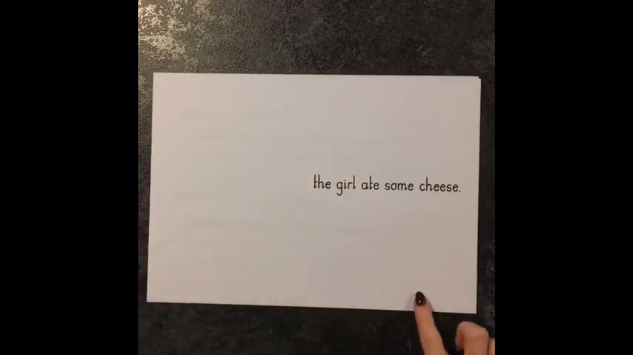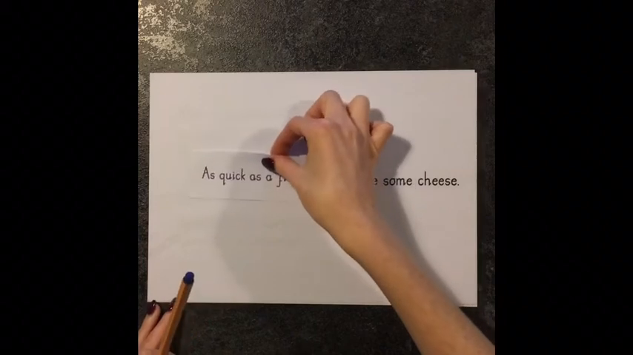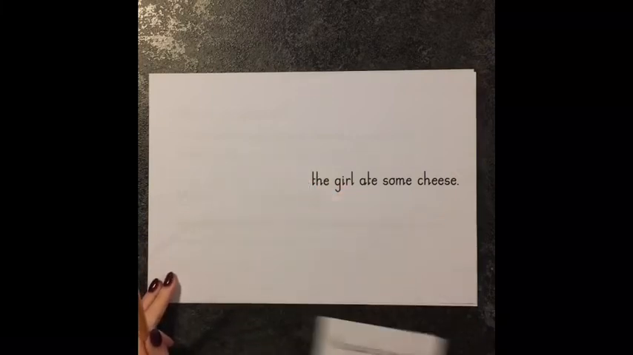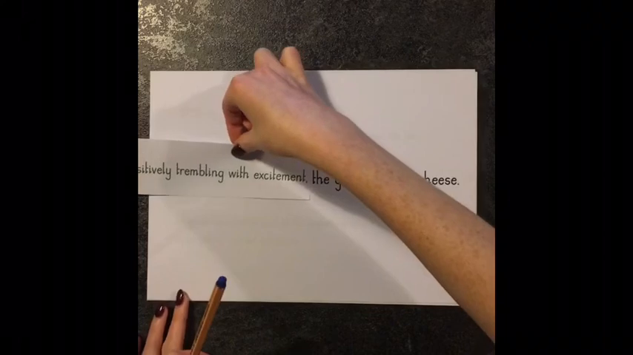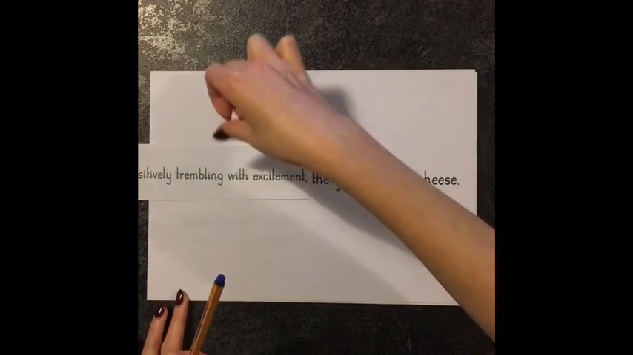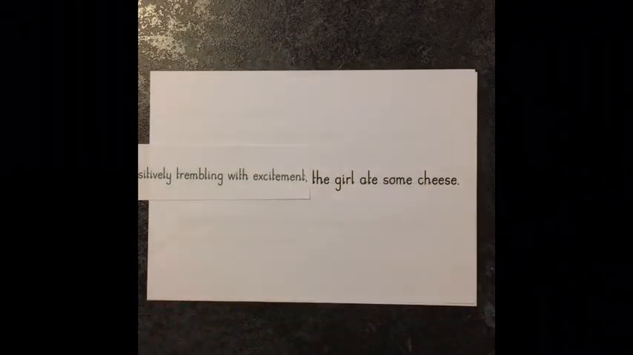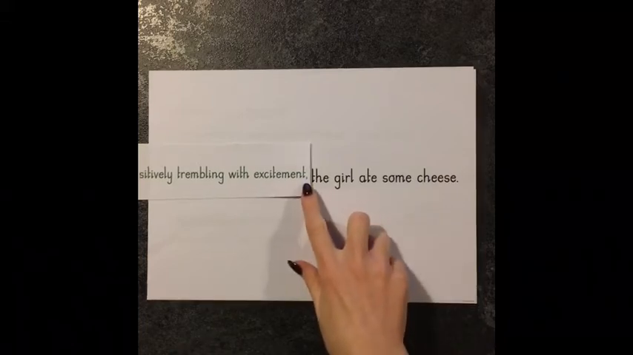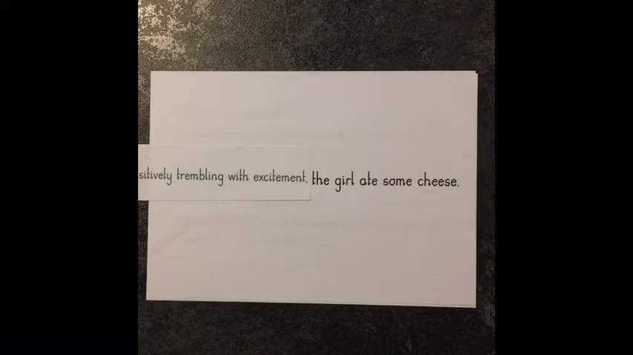The manner. As quick as a flash, the girl ate some cheese. So often we can use the same main clause, but just change the fronted adverbial. As quick as a flash, the girl ate some cheese. And then finally, the possibility. Positively trembling with excitement, the girl ate some cheese. And again, you'll notice I have a comma to separate the two.